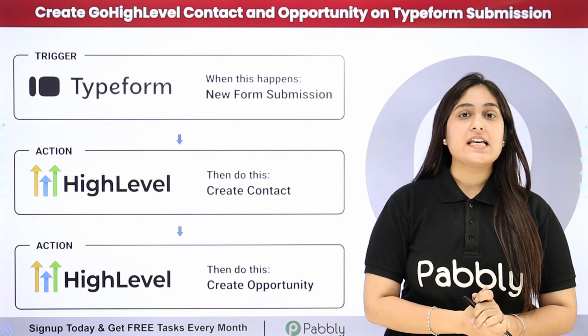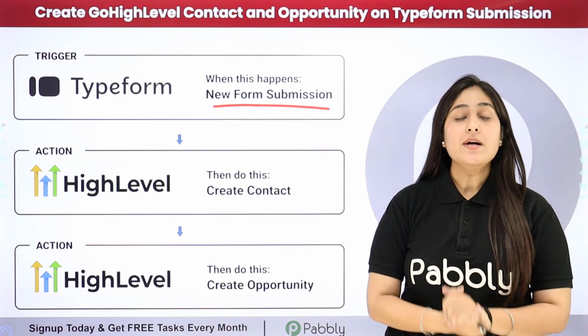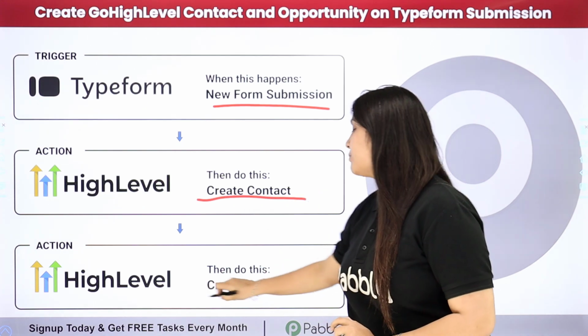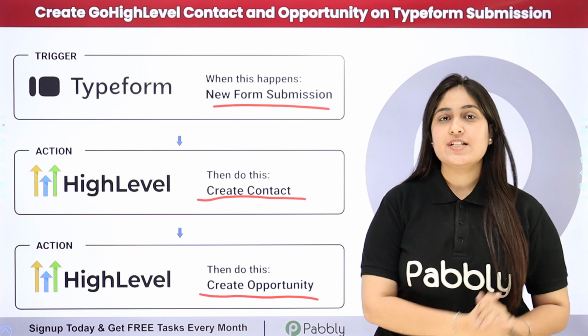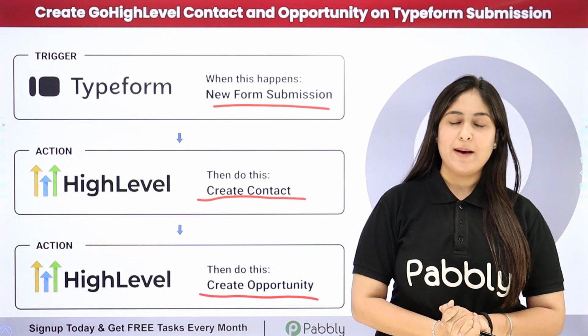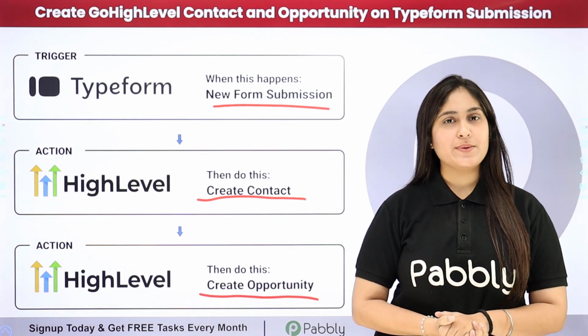So now in this case, I want that whenever I receive a new form submission in my Typeform, then automatically using that detail a new contact and opportunity should be created in my GoHighLevel account for that lead. So to build this connection, I need to connect these applications using an automation software named Pabbly Connect. So to learn this process step by step, let me take you to my screen.